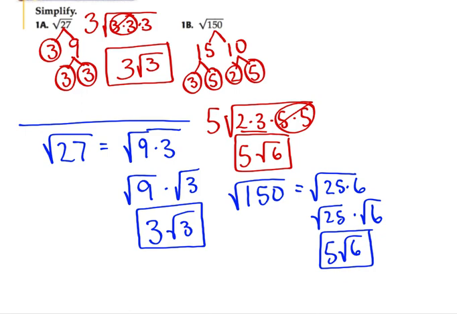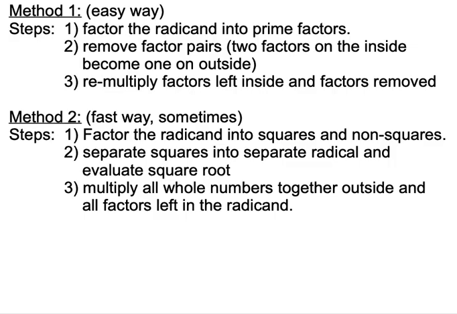Same answer, different method. So method 1, the steps here: you're going to factor the radicand into prime factors. So you do your factor tree. You're going to remove factor pairs. 2 factors on the inside become 1 on the outside. Then you remultiply the factors left inside and the factors removed.